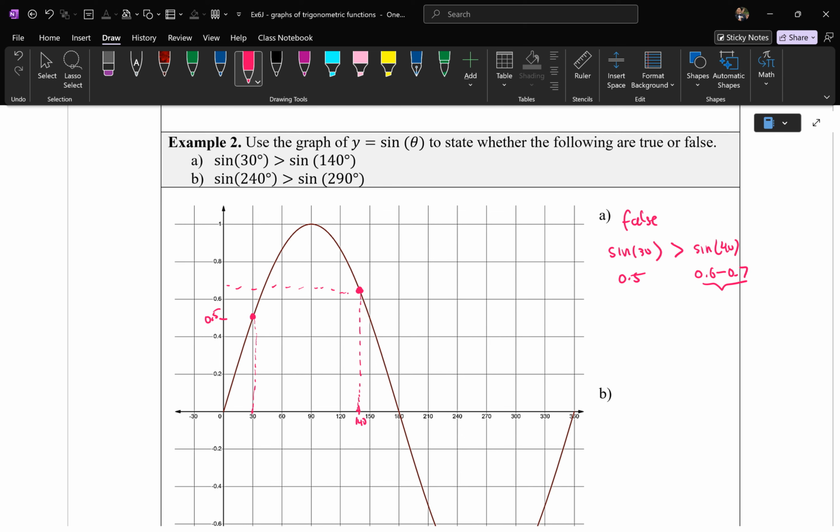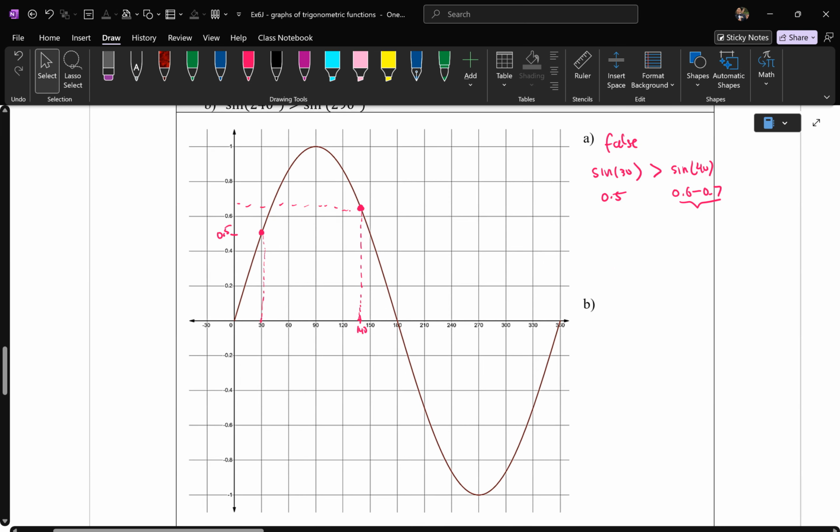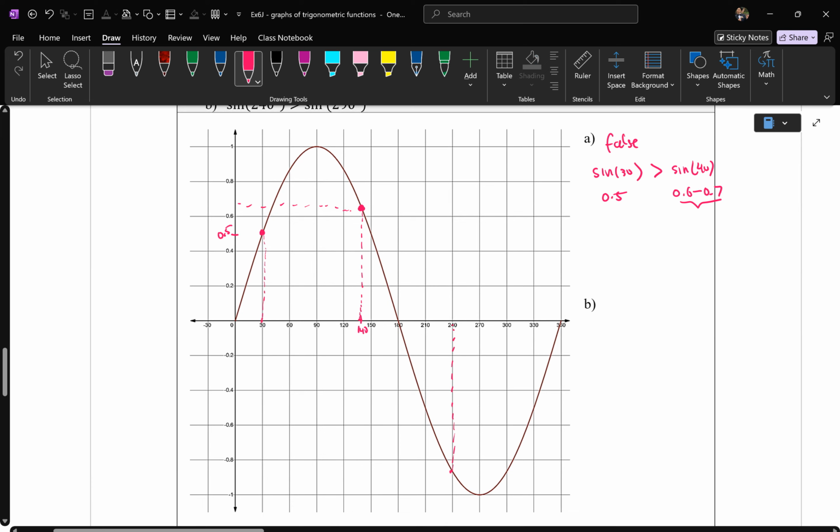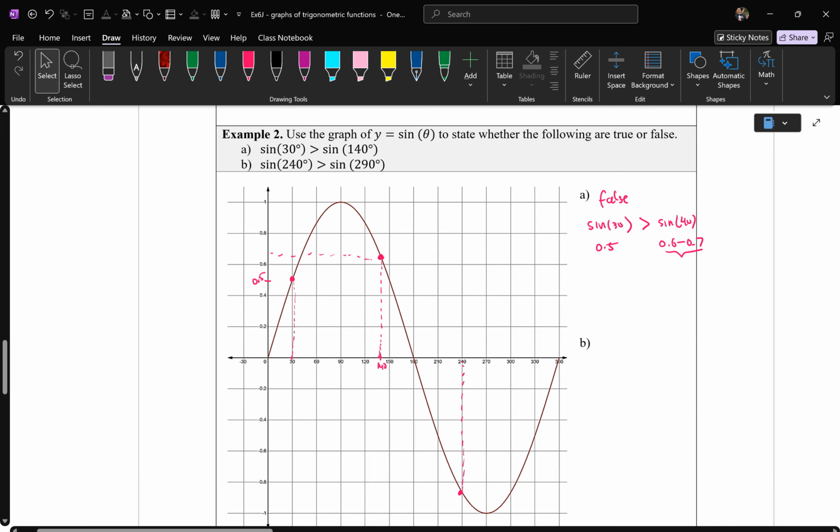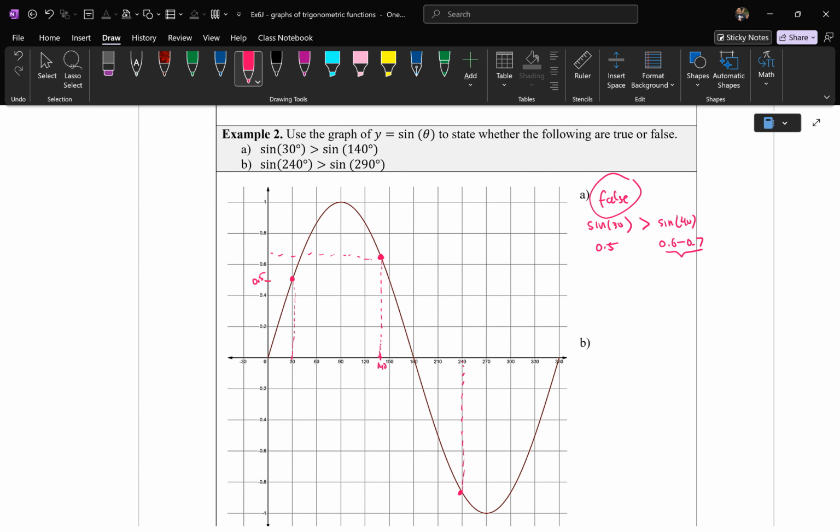B, is sine of 240 greater than sine of 290? 240 and 290 could be somewhere here. All right, what's the answer for B? True or false? True. Oh, false. It is true, because the more negative, the smaller it is.